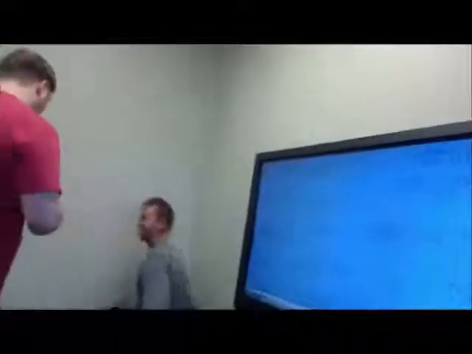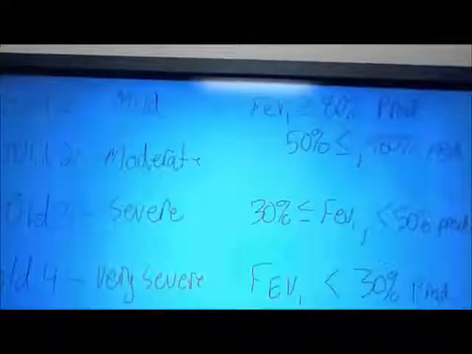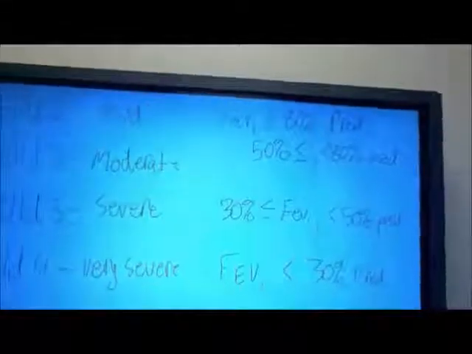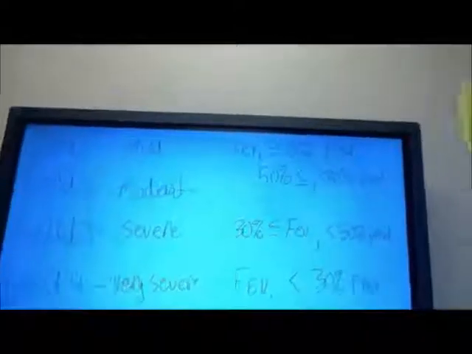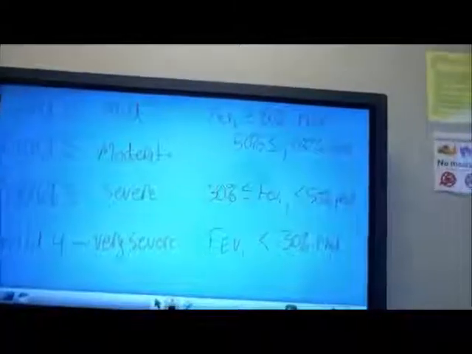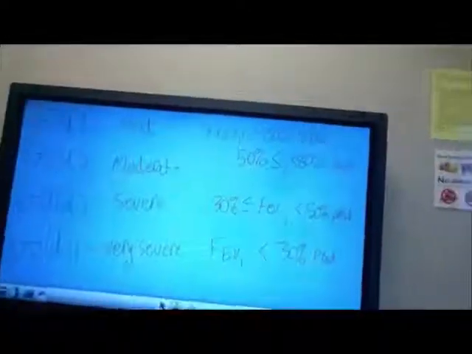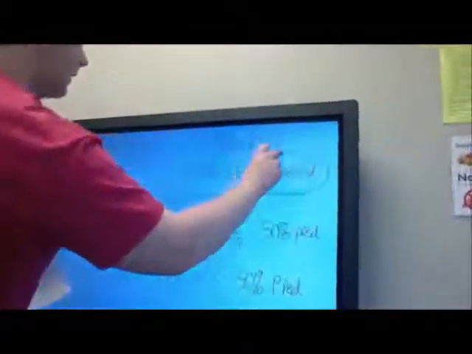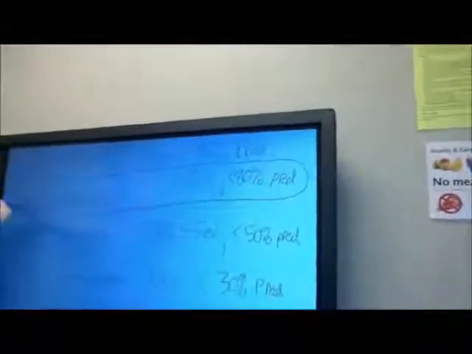So, Mrs. Tubbs' most recent post-bronchodilator FEV1 is 65%. By using these evidence-based GOLD strategies, we can classify the severity of Mrs. Tubbs' airflow limitation. If she was at 65%, in this case between the 50 and the 80, she would have a GOLD 2, moderate. 65, sorry.